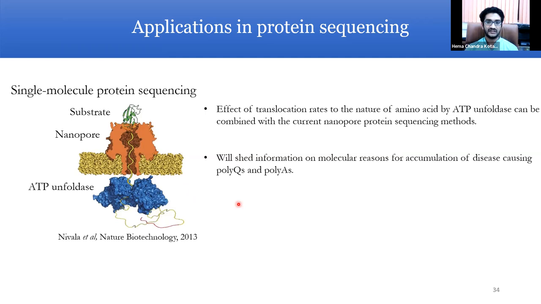For example, DNA sequencing is very well known, but protein sequencing has been limited due to various factors. One of the most commonly used ways these days for protein sequencing is to use these enzymes and look at how they actually translocate these substrates. So if we can understand the interaction between different amino acids during translocation, we can model that and apply this for nanopore sequencing by these ATP unfoldases.